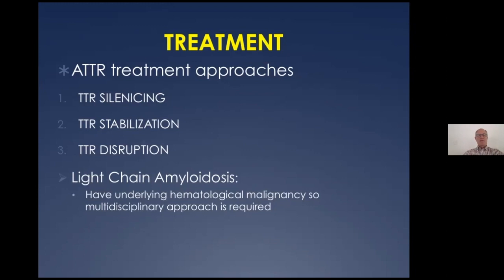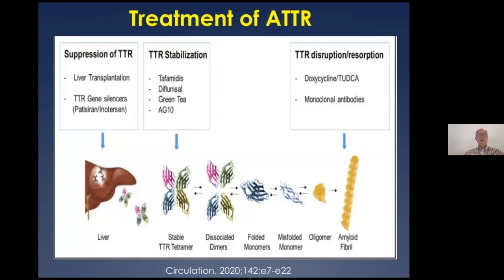Light chain amyloidosis, since it really represents an underlying hematological malignancy, will be approached by the oncologist, and we're not going to talk about that much more. So we have these different approaches: suppression, where we actually suppress the synthesis of the transthyretin protein, and stabilization. There's a new agent that has been shown to be effective in stabilizing the tetramer, so you don't go further down to the misfolded monomer, which is then taken up into a variety of cells, such as the cardiac cells, the myocardial infrastructure, as well as the nerves.